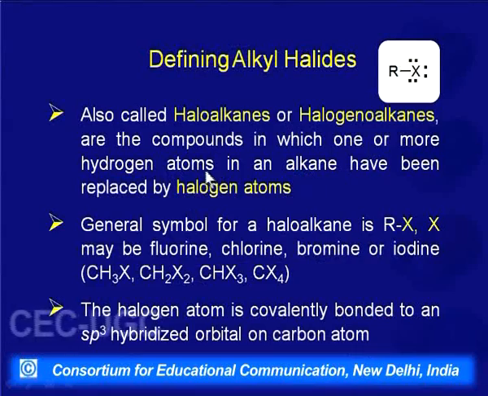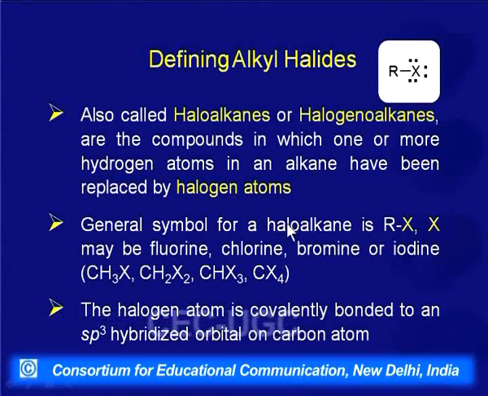So if we come to defining alkyl halides, they are also called haloalkanes, and we will know why we call them haloalkanes, because that is related to their nomenclature. And these are the compounds in which one or more hydrogen atoms in an alkane have been replaced by halogen atoms. So as you can see in the structure of an alkyl halide, there is an alkyl group and a halogen atom. Together they form an alkyl halide.